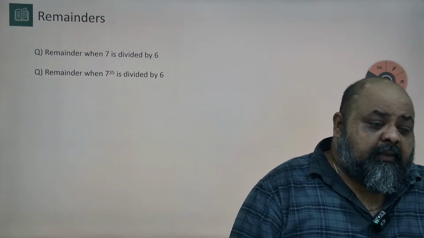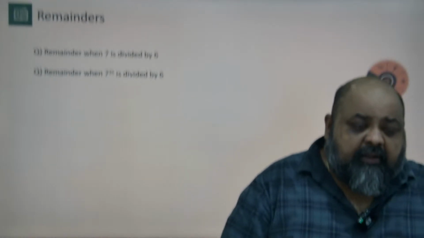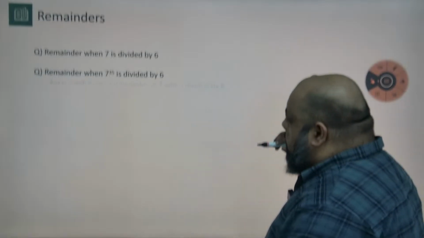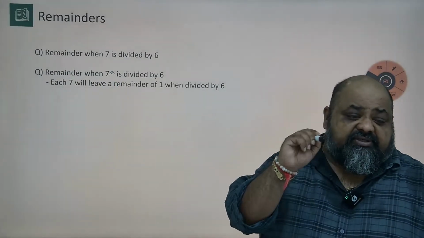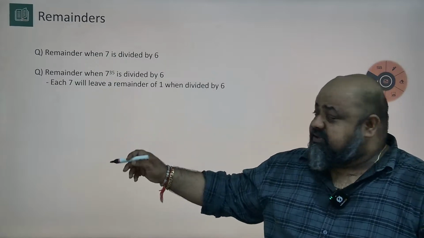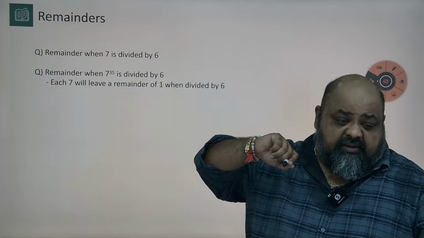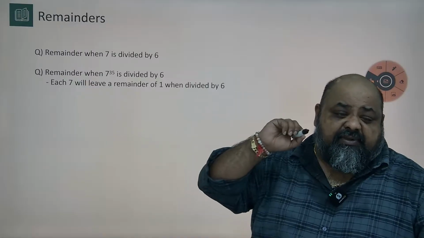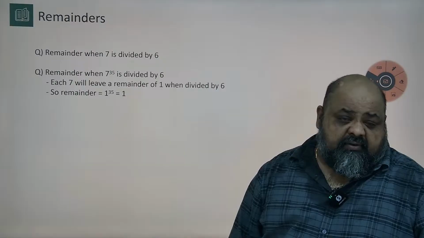Again, 7 divided by 6 was orally done. So 7 raised to the power 35 divided by 6 should also be oral. Because when I look at 7 raised to the power 35, it is 7 into 7 into 7 into 7 into 7, 35 times. When I divide by 6, each of the 7 will give me 1 as the remainder. So the final remainder will simply be 1 into 1 into 1 into 1 into 1, which is 1 raised to the power 35, which is nothing but 1.